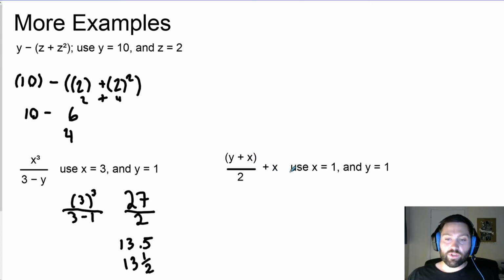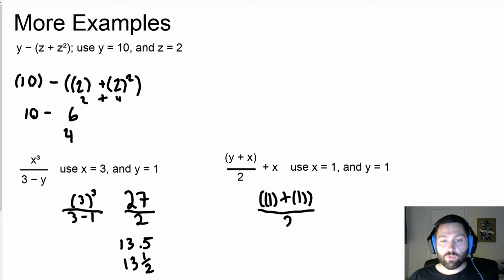And for this one, use x equals 1 and y equals 1. So what we would do here is when we substitute the values in, so I'd have 1 plus 1 divided by 2 plus 1. So 1 plus 1 on the top gives me 2 over 2 plus 1. And so we would do this division first, and 2 divided by 2 is 1. So it comes back to 1 plus 1 equals 2.